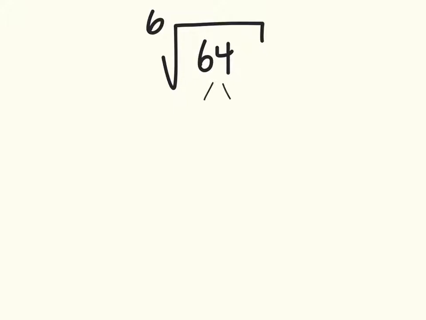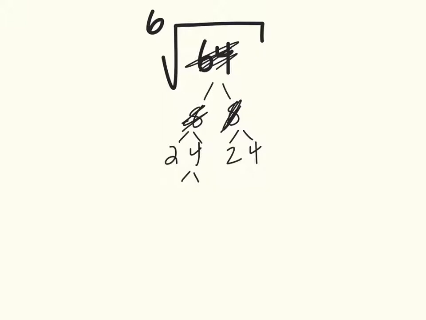Alright, I'm going to break this one up differently for fun. I'm going to break it up to 8 and 8. 8 breaks up to 2 and 4. This 8 breaks up to 2 and 4. 2 is prime, 4 becomes 2 and 2. 2 is prime, 4 becomes 2 and 2.